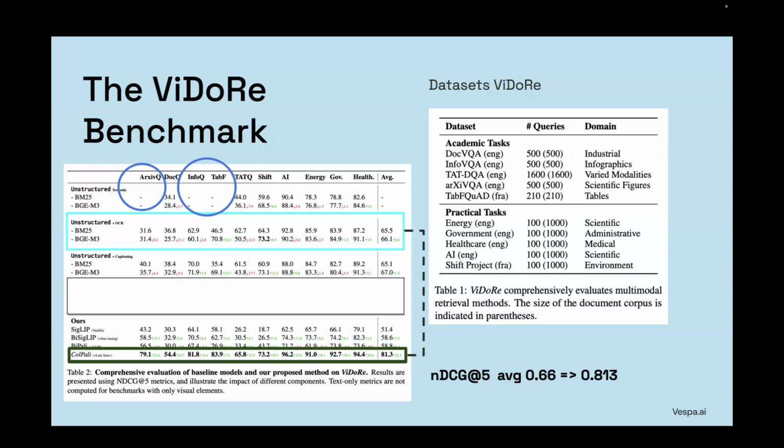So it's a really big gap in performance for these types of documents when you use a visual model to compare the vector similarity, compared to using the text. This is a significant leap in performance.